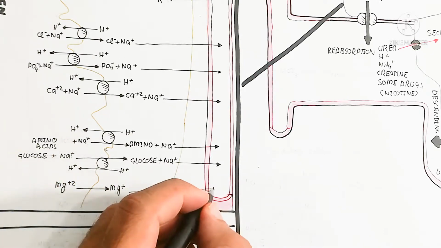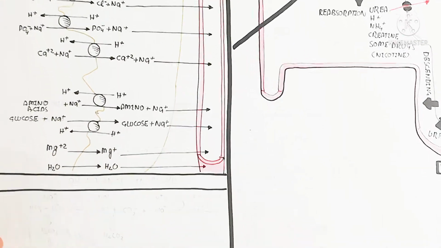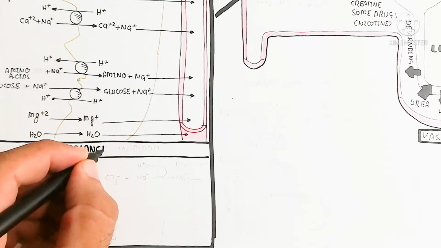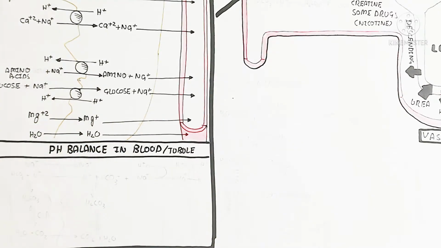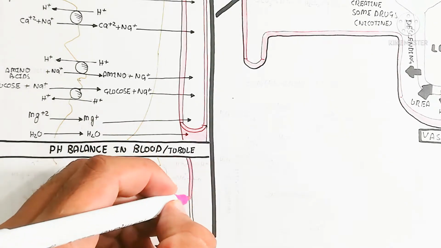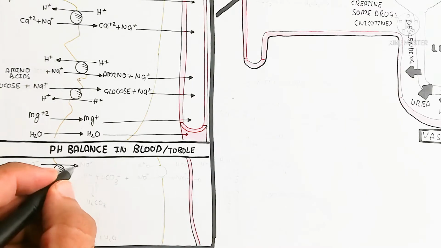In this case, magnesium is reabsorbed directly into the blood vessel, and water also in the proximal convoluted tubule. In the proximal convoluted tubule, for the pH balance in blood, sodium moves inside, and in this way the hydrogen bicarbonate is converted into carbonic acid through the carbonic anhydrase enzyme.